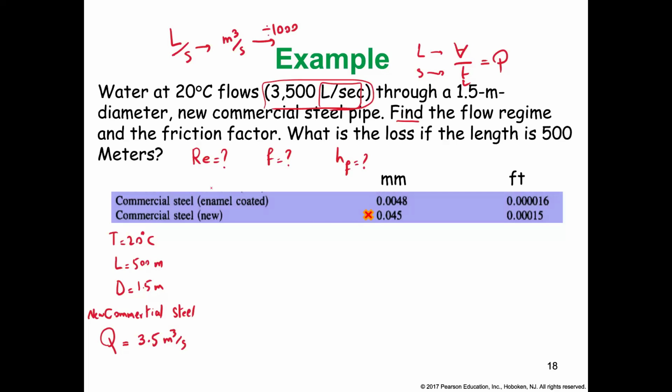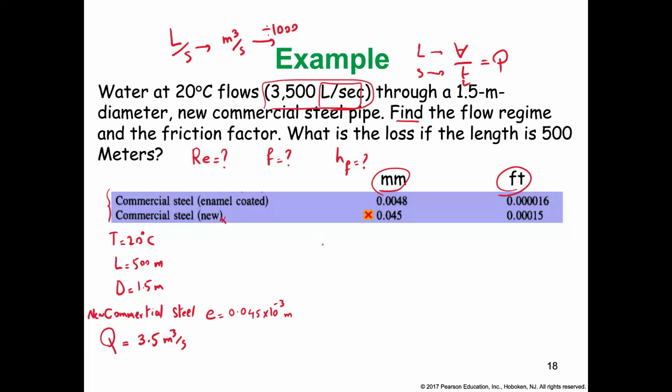And when it talks about the material of the pipe, it means that you have a table that you can read the roughness from. You have two kinds of commercial steel. It says new, so I will pick that one. And we have millimeter and feet. So for sure, I will go for the millimeter because everything here is SI. So let's start to find maybe Reynolds first, then F.